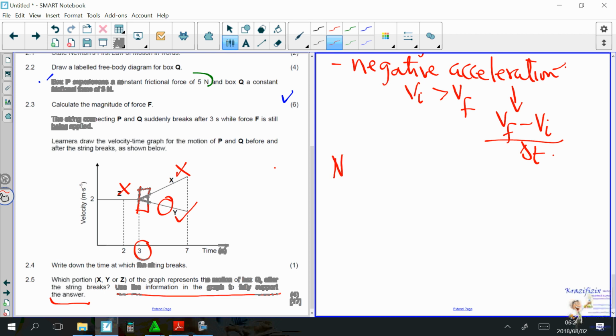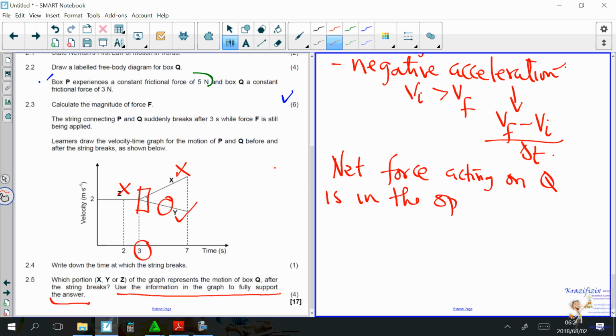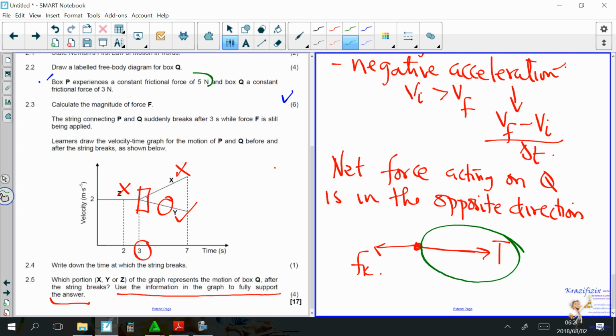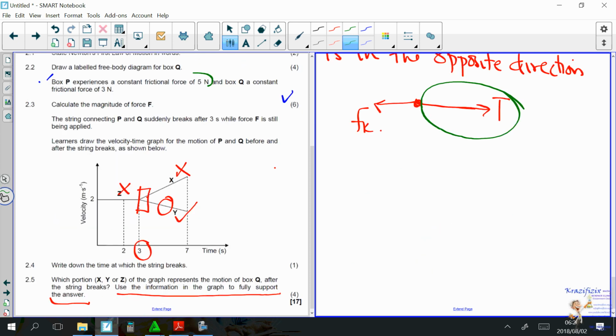is because the net force acting on Q is in the opposite direction. Why are we saying it's in the opposite direction? Guys, you do have this. You have Fx on P. On Q, we don't have Fx. On Q, we have tension this way, and we have friction. Now, if the rod snaps or breaks, what happens? Tension is no longer there. So our new diagram will just be this.